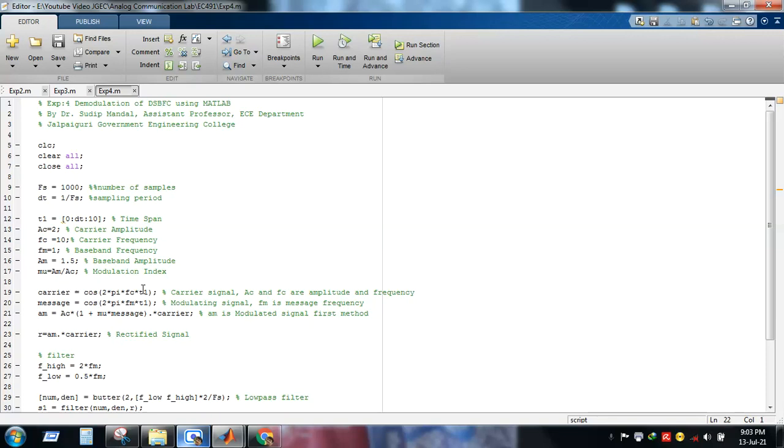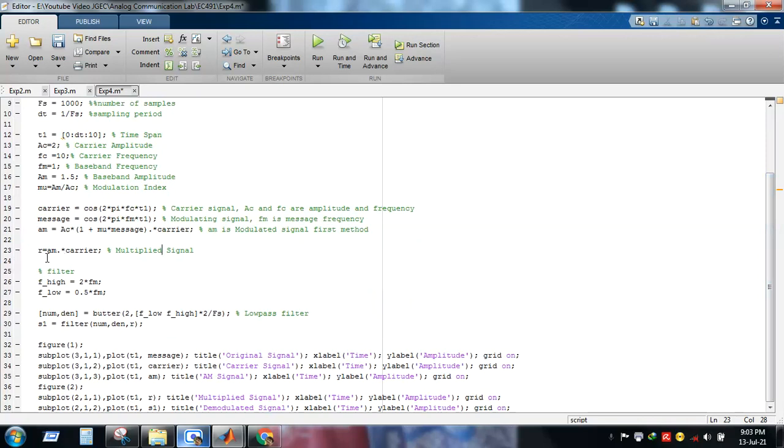Next we are coming to the demodulation part. We already know that if we are considering synchronous demodulation, we need to use a product, sorry, a multiplier. So here am is multiplied with the pilot carrier. Here we define another term, that is r. This is basically the multiplied signal. So r equals am multiplied with the carrier. So we get the multiplied output as r.